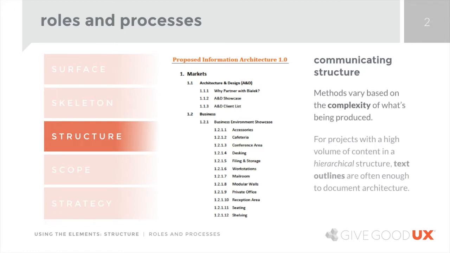There are multiple ways to communicate structure, and those methods vary based on the complexity of what's being produced. For projects that have a very high volume of content and are using a strict hierarchy in terms of structure, text outlines are a lot of times enough to document architecture. Okay, it's nothing more than a basic outline, like what you see here, where major categories, subcategories, and subcategories of those subcategories are shown in a basic outline list. So in a lot of cases, if your hierarchy is very simple and straightforward, this is all you need.